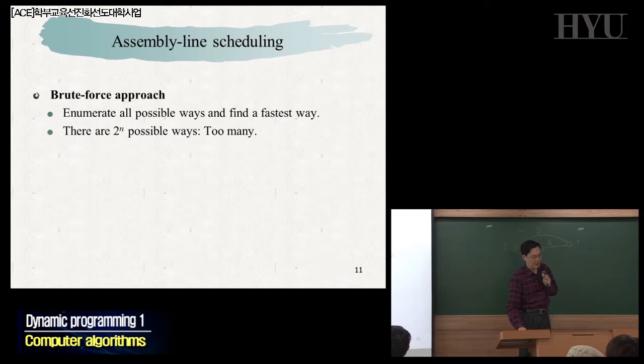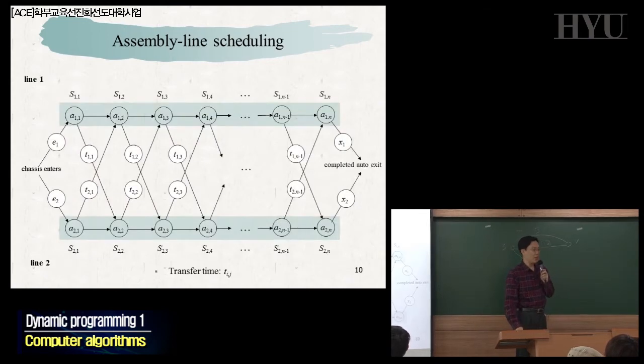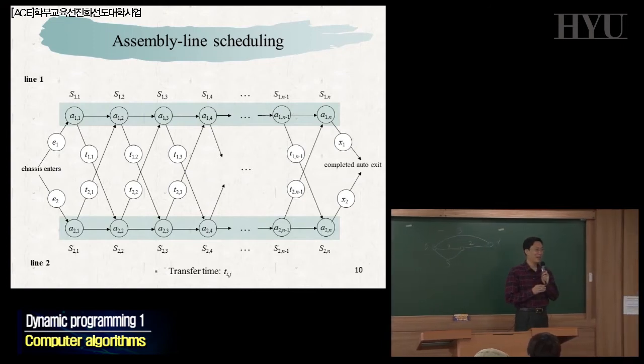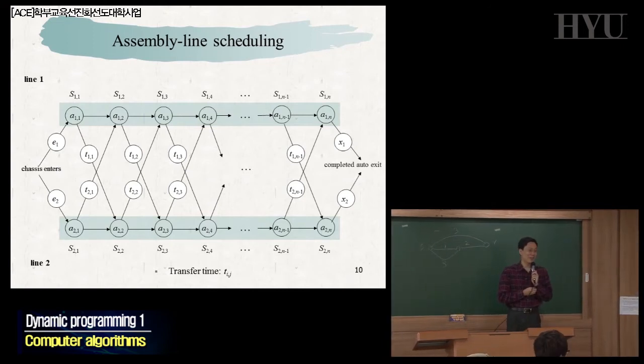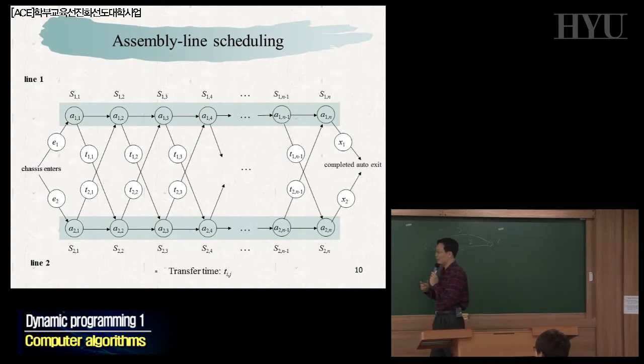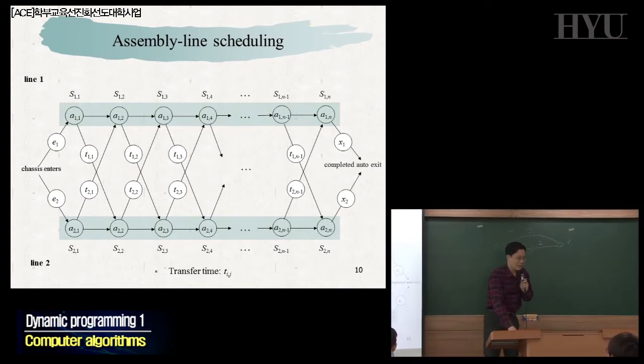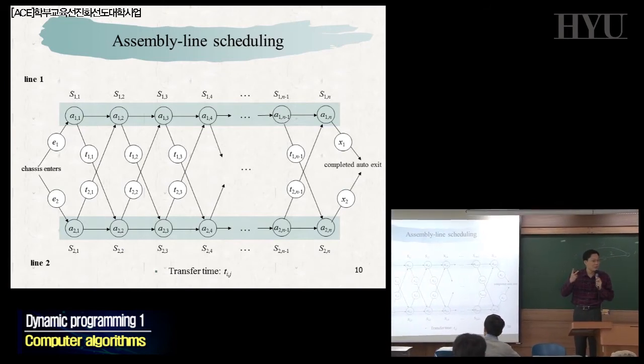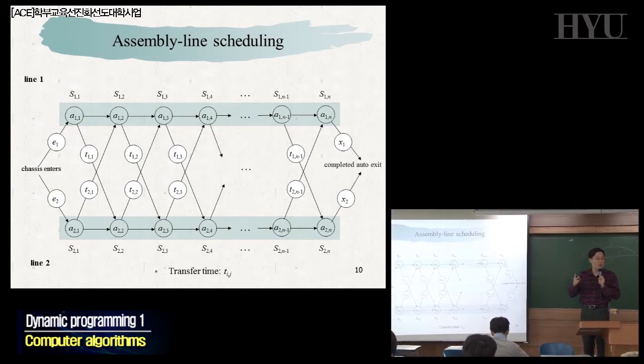There are 2 to the n possible ways. Can you explain why? Yes. In each column, we can take one of 2 stations. So 2 possibilities, 2 possibilities. So there are n 2 possibilities. So the number of paths is 2 to the n.